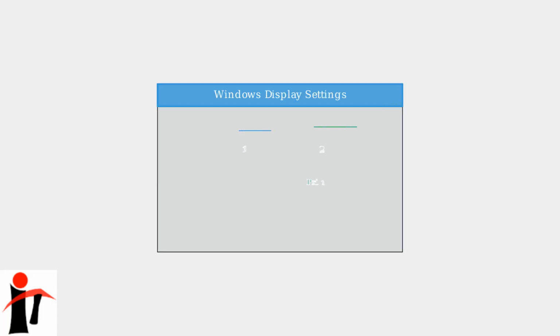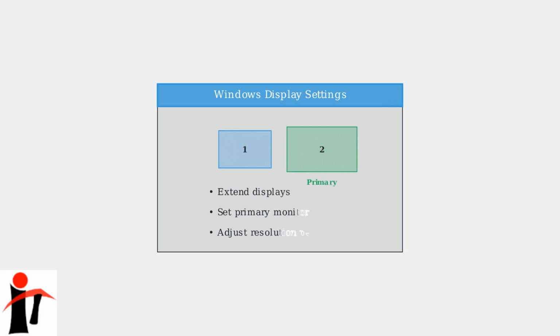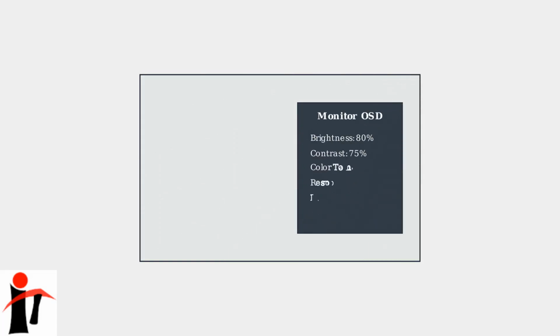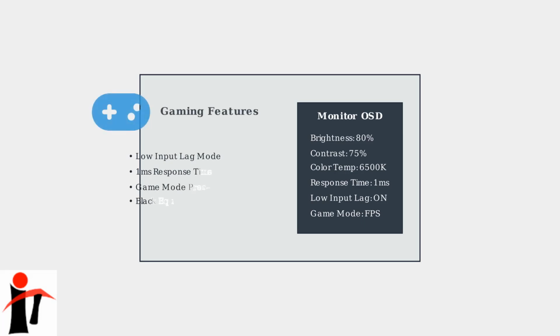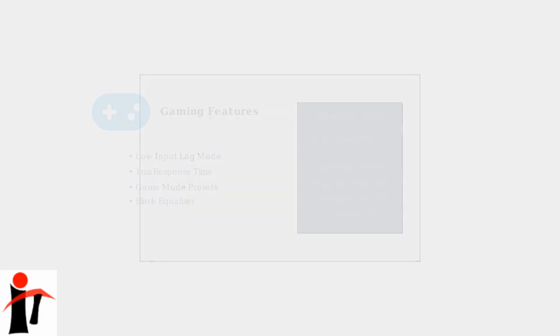Next, configure Windows display settings for multiple monitor setups. Here you can arrange your displays and set which monitor serves as your primary display. The final step is accessing your monitor's on-screen display menu to fine-tune hardware-level settings. This includes brightness, contrast, color calibration, and gaming-specific features.